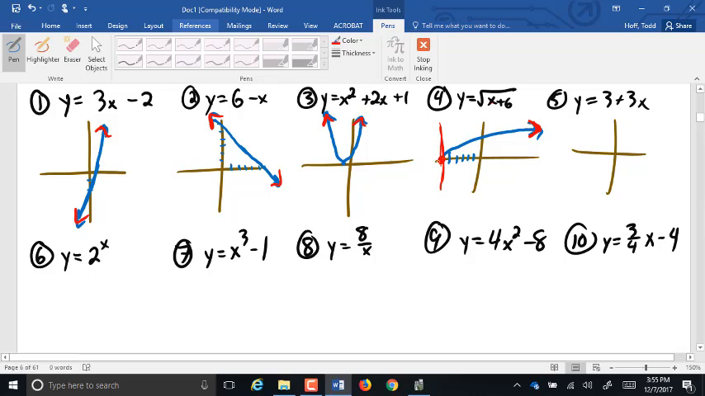If this were a college algebra class, a formal algebra class, we would talk about domain restrictions. The domain here is restricted: x has to be greater than or equal to negative 6. Number 5, y equals 3 plus 3x, is going to be a line looking something like that.